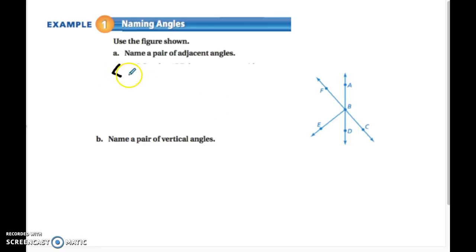So I'm going to say angle ABF is adjacent to ABC, because they share the common side AB. All right, I'll just give you one more example, even though there's lots of examples in this figure.